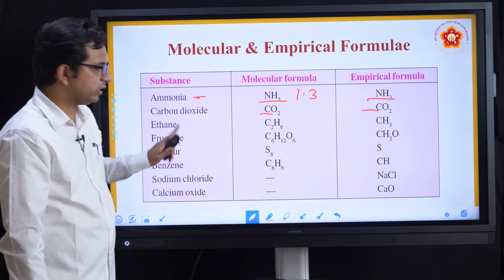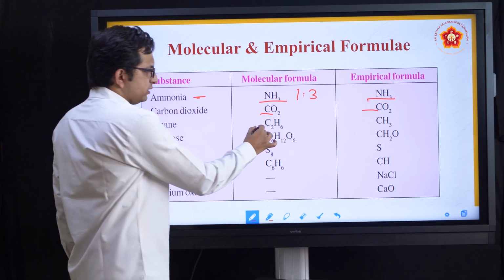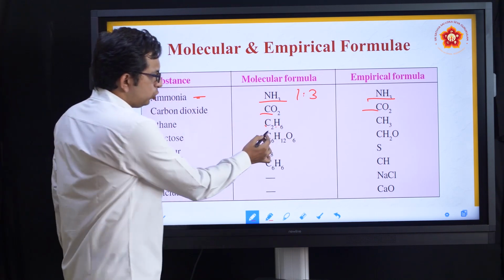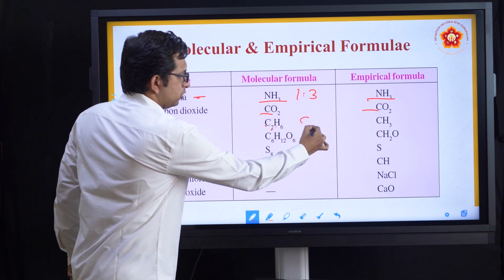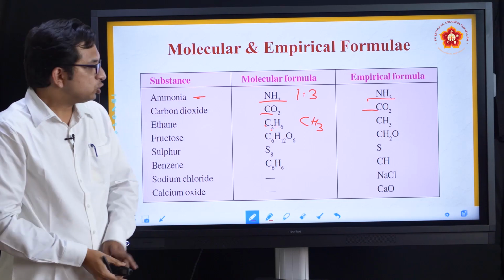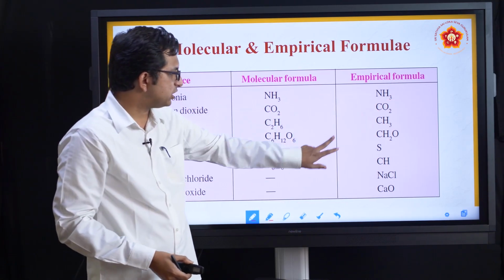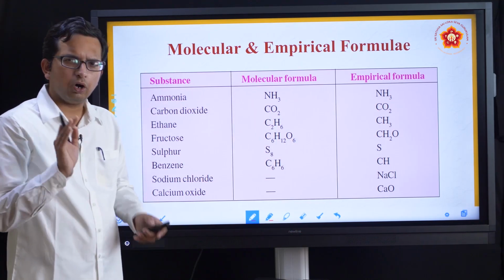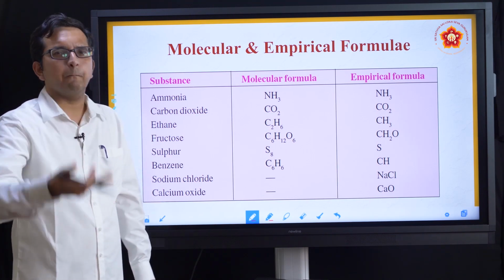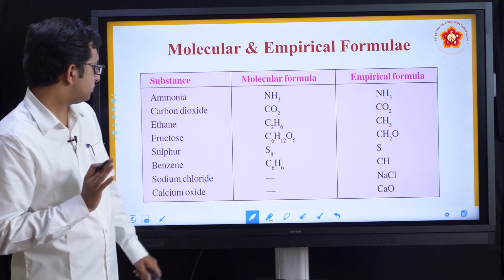What changes is for ethane. The formula of ethane is C2H6, but when you look at its simplest ratio, 2 is the divisible factor here. So if you divide this by 2, you directly get CH3. So for ethane you are able to see a change in the empirical formula, because this molecular formula can have a simpler ratio.